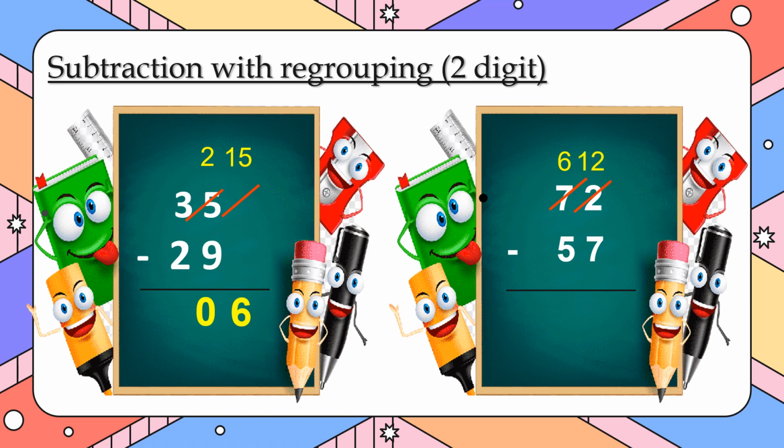12 minus 7. Now we have more on the top, so we can subtract. Count from small to big. After 7, 8, 9, 10, 11, 12. How many fingers? 5 fingers. 6 minus 5. After 5, 6. How many fingers? 1 finger. So it will be 15.